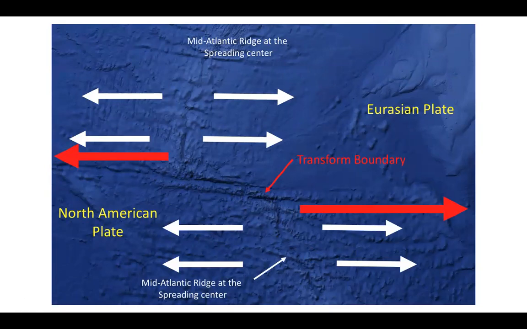But at the same time, along this transform boundary, these red arrows indicate the overall direction of the plates relative to each other. So all of this is heading to the right, or to the east, and all of this is heading to the west. So you still get the formation of the mid-Atlantic ridge over here and over here, but there's a place where the ocean floor has been torn.